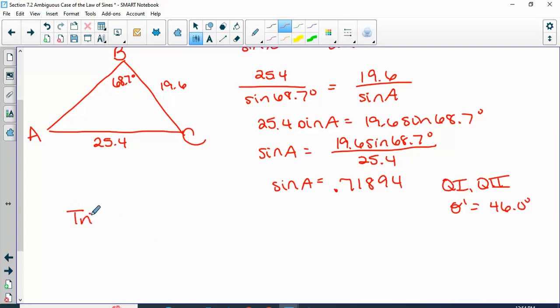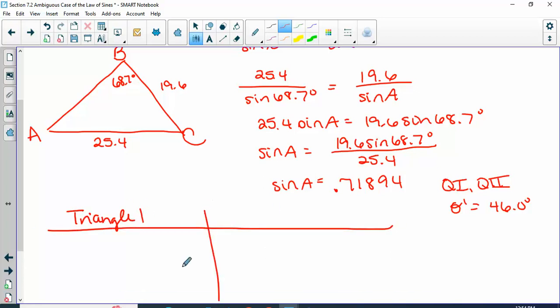So, triangle 1 is 46.0 degrees. Triangle 2, 134. Notice anything so far? We have 2 triangles. Do both of them appear to work?